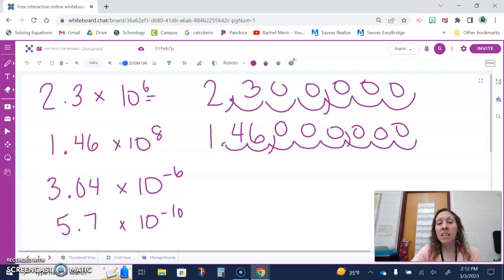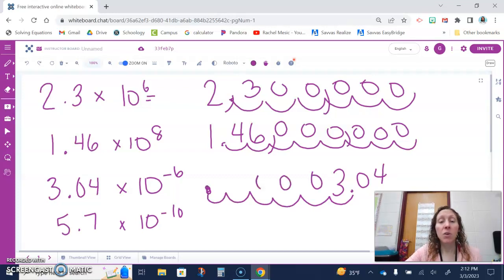All right, so this next one has a negative exponent. That means we're going to move the decimal to the negative direction or to the left. So I'm going to write 3.04 over here. And we're going to take our decimal and go 1, 2, 3, 4, 5, 6. And it's going to go right here instead. I'm going to fill these all in with zeros. And I'm also going to put a 0 in front of the decimal because we should always have a digit in front of the decimal. And then this decimal we don't need anymore. Okay, so that's a super itty bitty number.